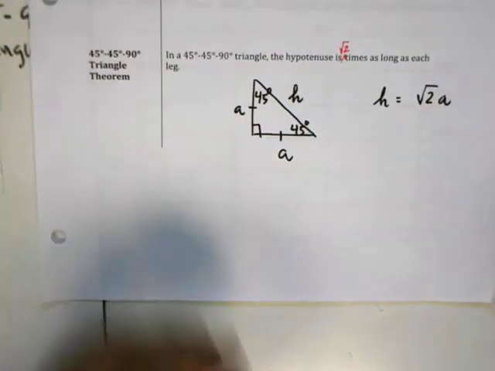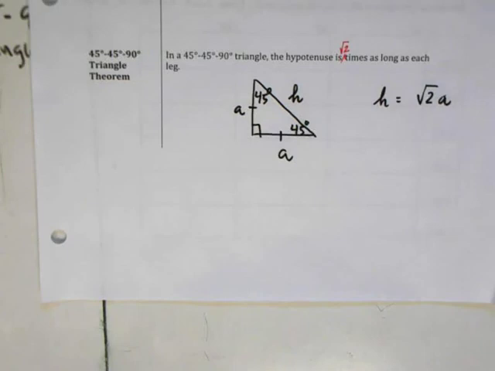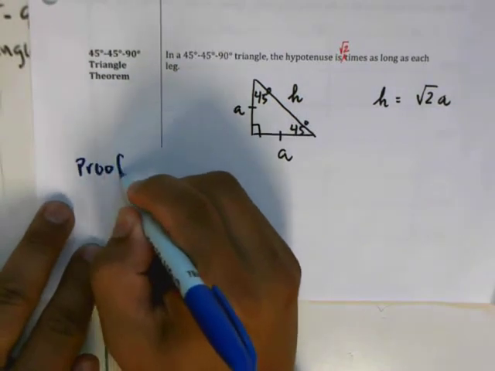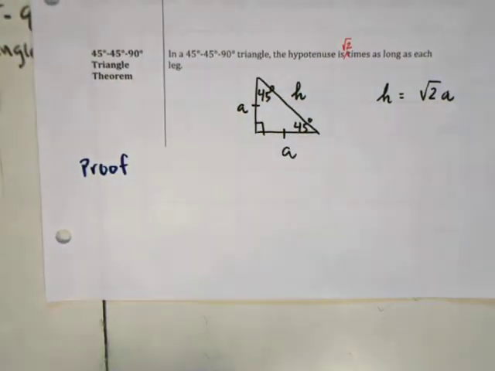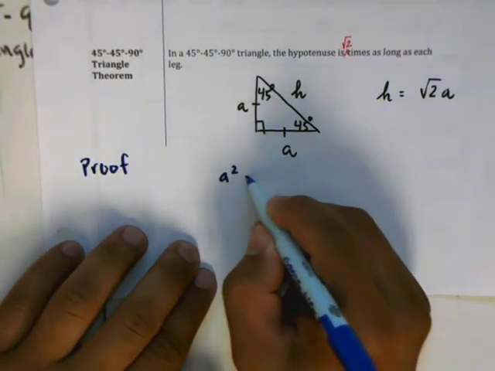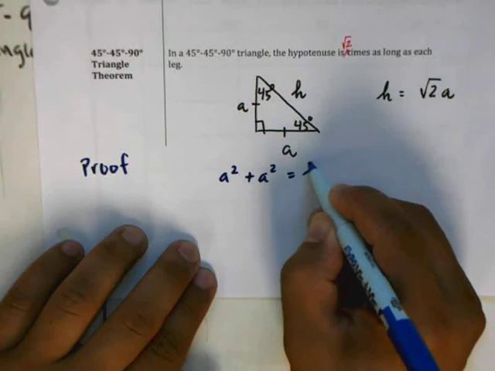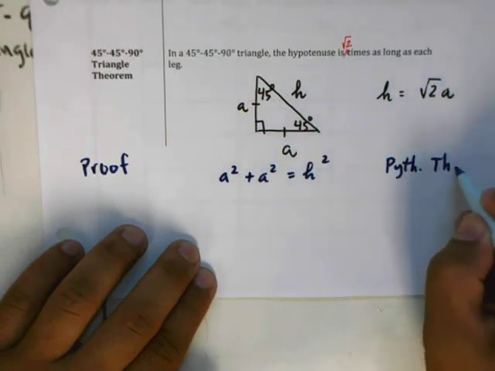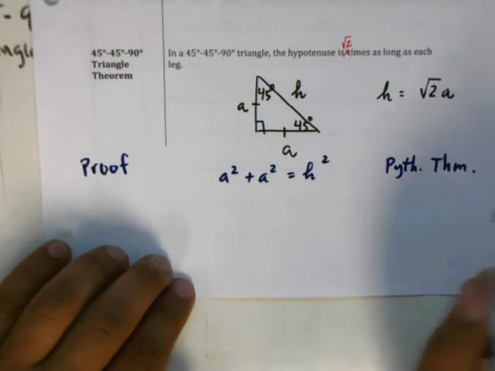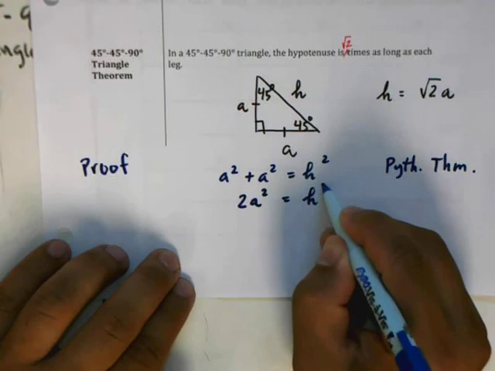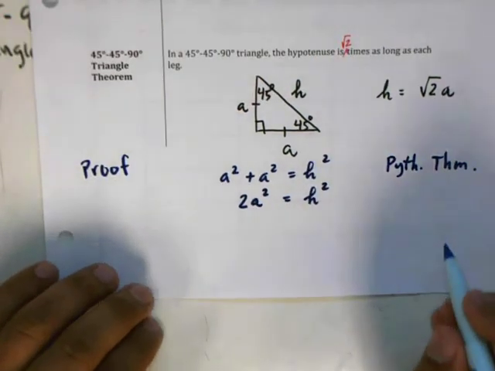Okay? And we can prove this theorem in a fairly straightforward manner. And the way that we prove this, and we are actually going to prove this, is using the Pythagorean theorem. So we can say, look, A squared plus A squared is equal to H squared. And this is just using the Pythagorean theorem. Okay. And 2A squared then is equal to H squared. This is combining like terms.